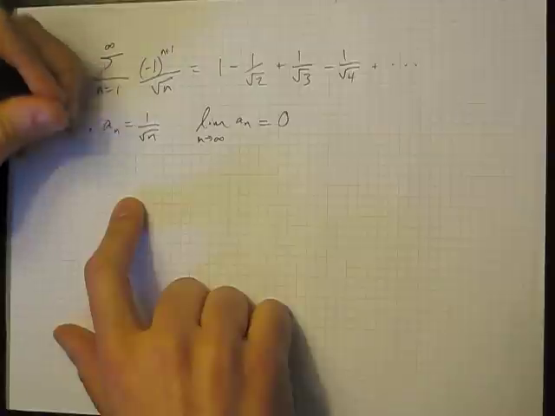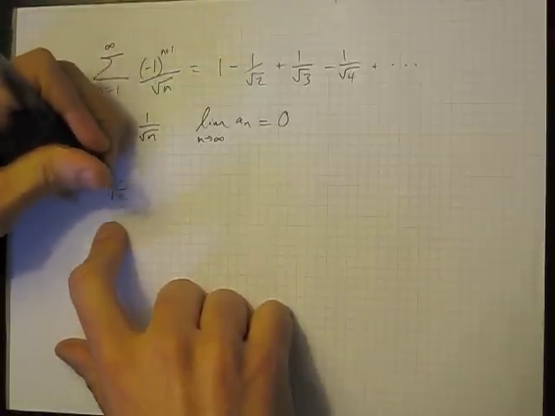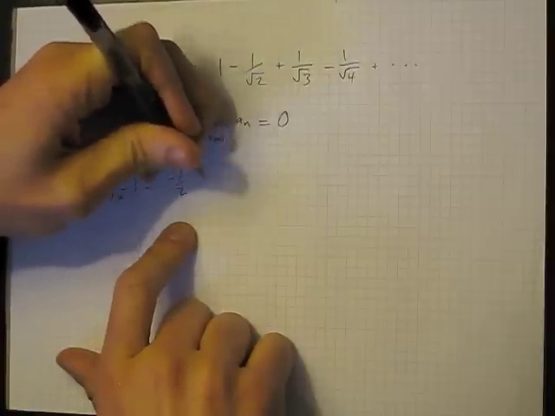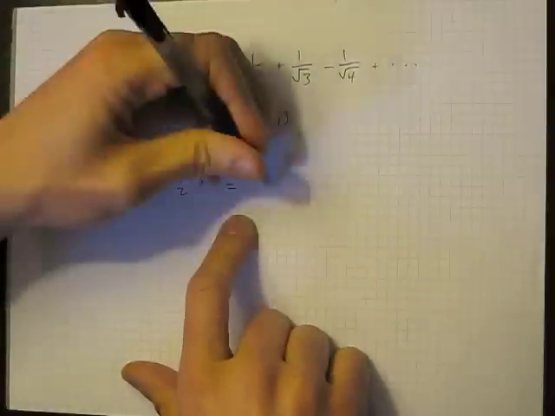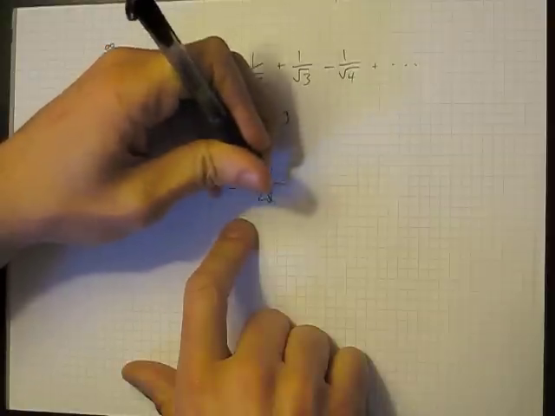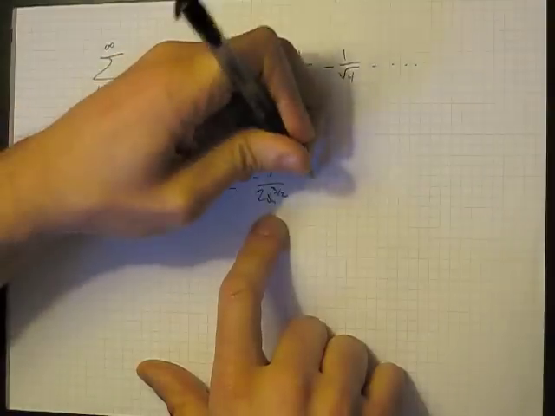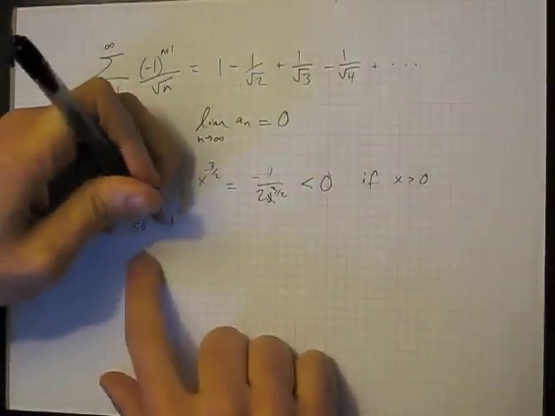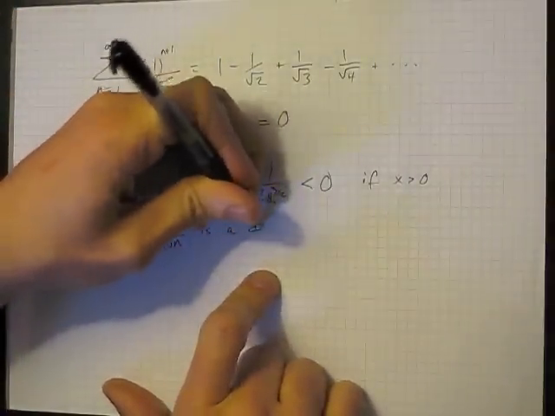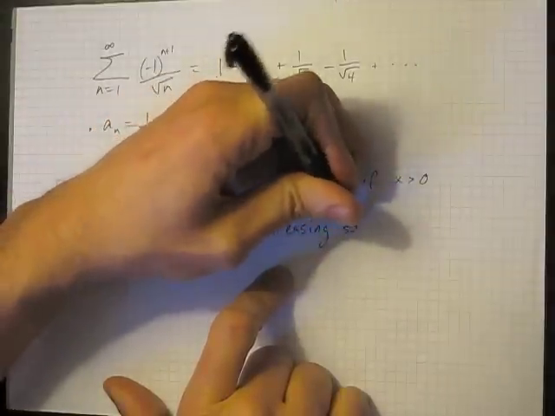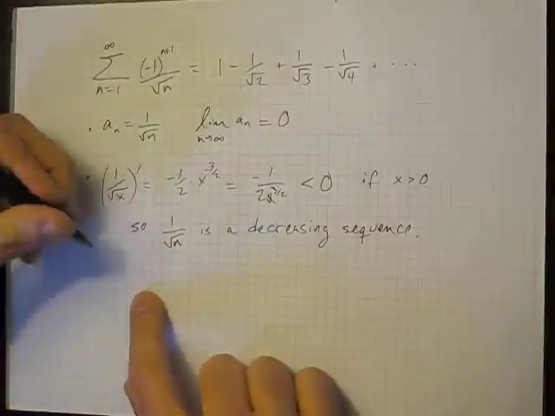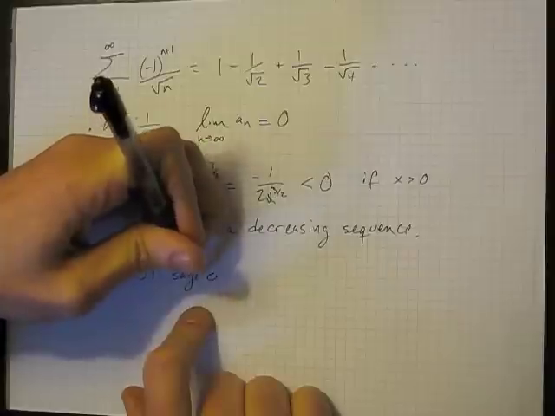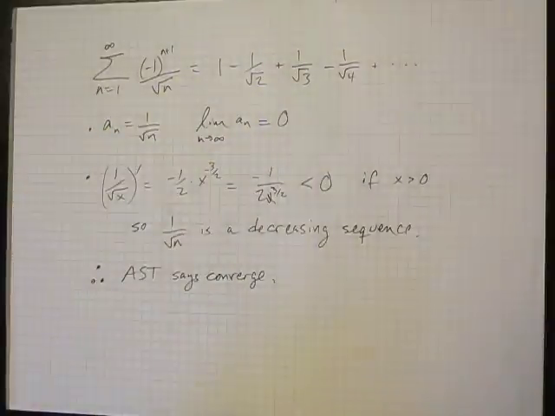Moreover, 1 over the square root of x, if you take its derivative, you get minus a half times x to the minus 3 halves. So that looks like minus 1 over 2 x to the 3 halves power. This is always negative if x is bigger than 0. So the terms are a decreasing sequence. Therefore, the alternating series test says it converges. Okay, so this is an example.